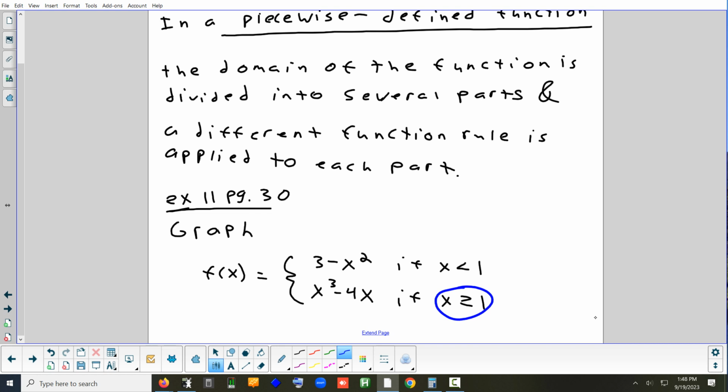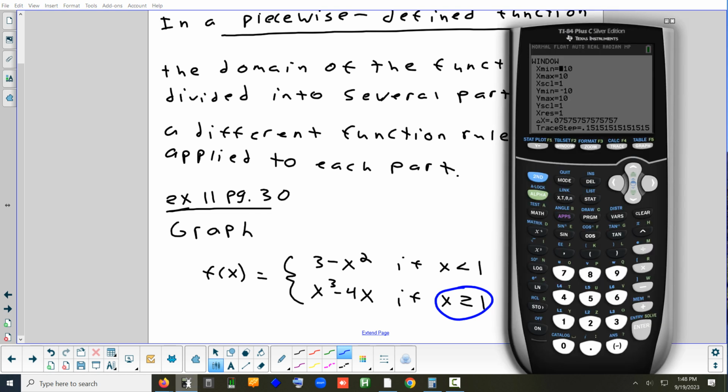So all I'm going to show you is how you type that in on the calculator. Now the calculator does a pretty good job of graphing it, but it's not perfect. We have to tweak it a little bit. So the key to type this in is you have to use parentheses. That's what's different. So we're going to put parentheses, 3 minus x squared. And then next to it in parentheses, we're going to put the condition x less than 1. So that condition also has to be in parentheses.